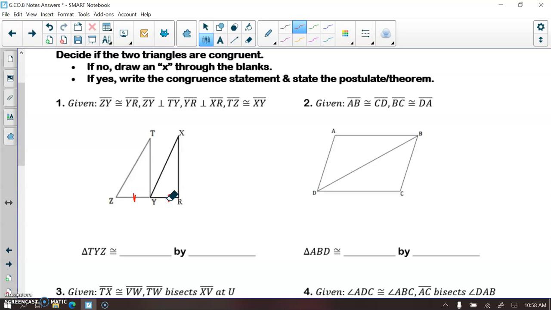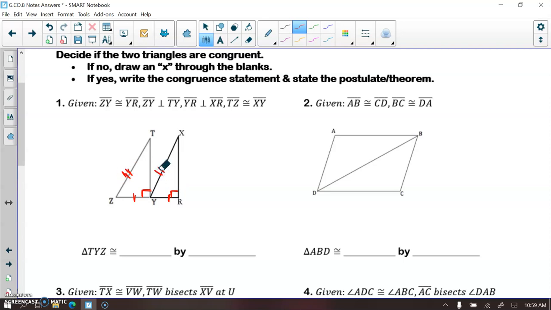We have ZY perpendicular to TY. So that means that this is a right angle. And we have YR perpendicular to XR. So that's a right angle there. And we have TZ congruent to XY.